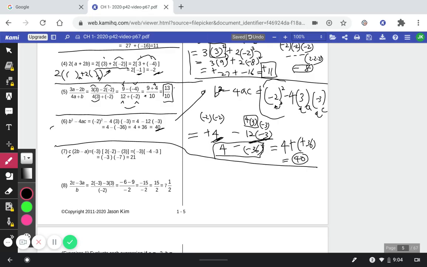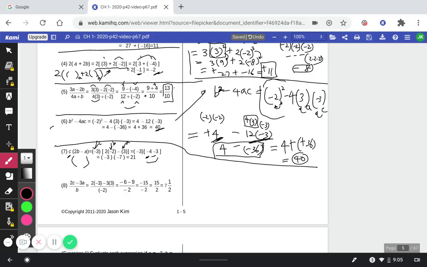Now next one is C multiplied by the quantity of 2b minus a. So you replace every letter with a parenthesis, and C was negative 3, and multiply by the quantity of 2 times the b, and minus a, which is 3. And then you do the inside of the bracket first. In this case, 2 times negative 2 is negative 4, and minus 3.